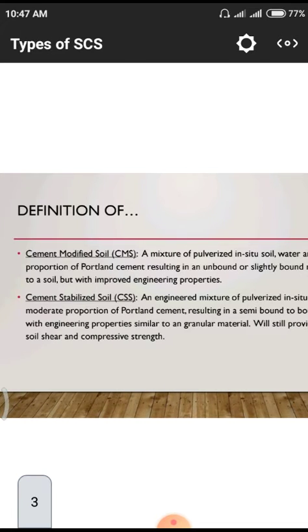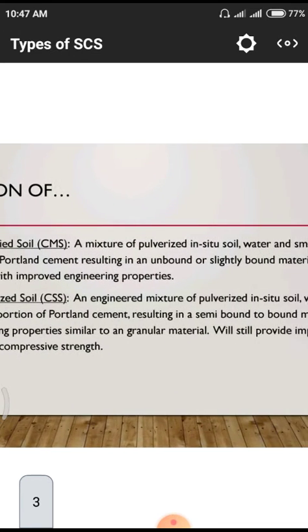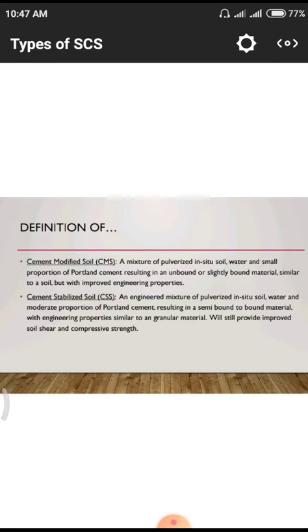After that, densification is over. How do we go for this stabilization? First of all, cement modified soils: a mixture of pulverized in situ soil. In situ soil means that at the site itself we have to observe the soil, in which condition it is, whether reactive or non-reactive. Those soils we need to mix with cement, water, and a small proportion of Portland cement, to give an unbound and slightly brown material, similar to soil but with improved engineering properties.